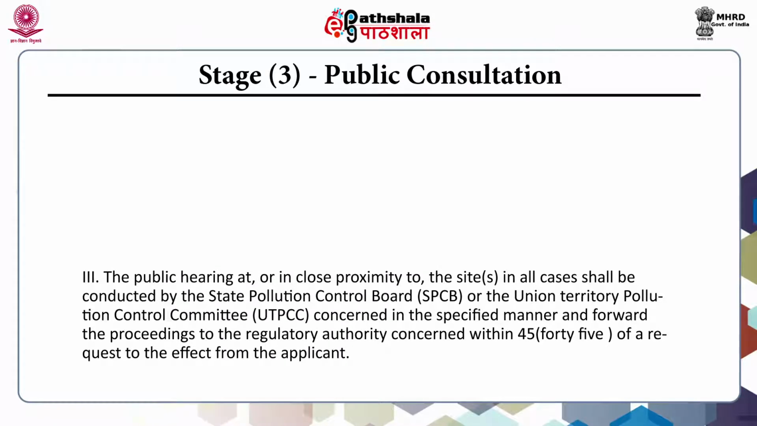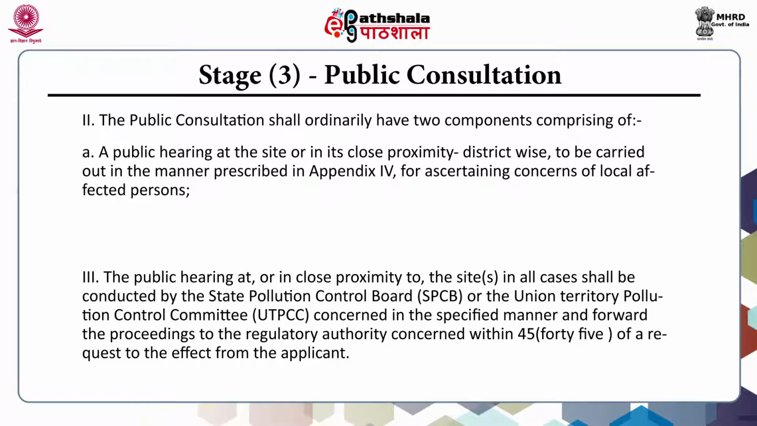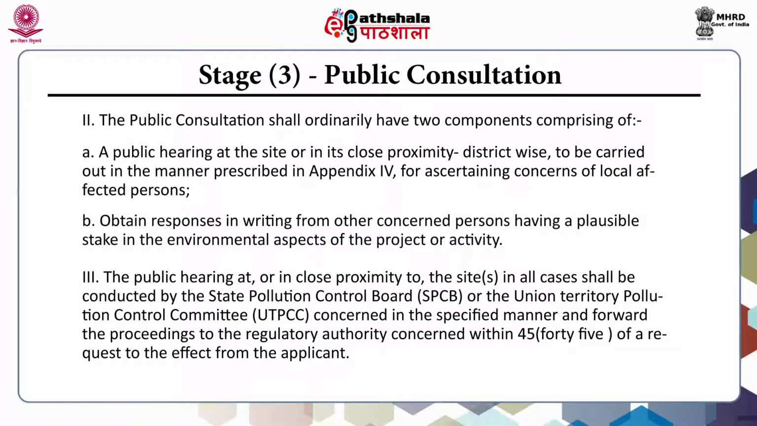Further, the process of public consultation. The public consultation shall ordinarily have two components, comprising of number 1, a public hearing at the site or in its close proximity, district-wise, to be carried out in a manner prescribed in Appendix 6 of the notification, for ascertaining concerns of local affected persons, and number 2, obtaining responses in writing from other concerned persons having a plausible stake in the environmental aspects of the project or activity.